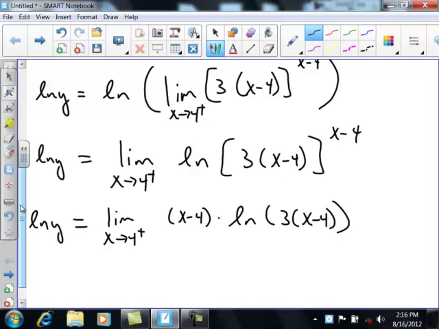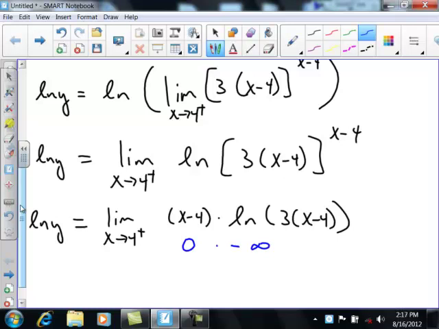So, if I'm looking at the limit as x approaches 4 from the right, this limit here is 0 times the limit as x approaches 4 from the right of the natural log of 3 times x minus 4. That's just a shift and a stretching or shrinking of the natural log of x. If you think about the natural log of x, as you approach 0 from the right, it goes to negative infinity. Well, this one's just been shifted over 4 units. So this is 0 times negative infinity, which is not something that I can use L'Hopital's rule on.